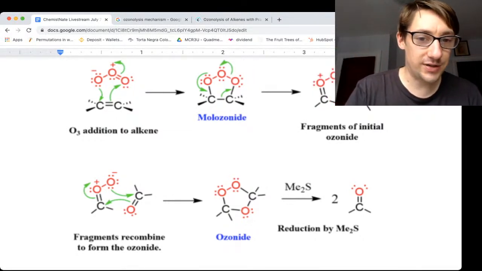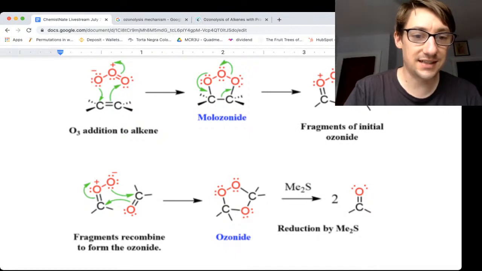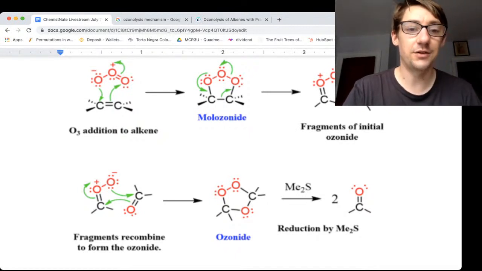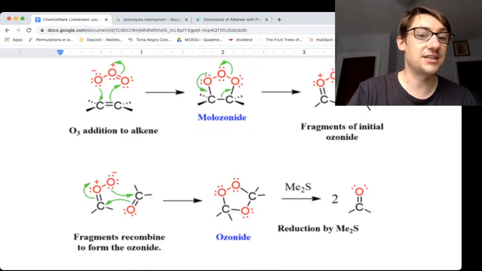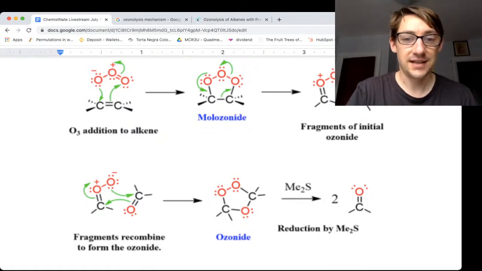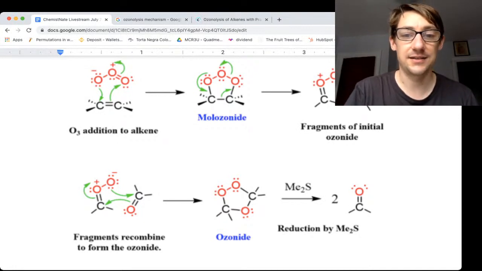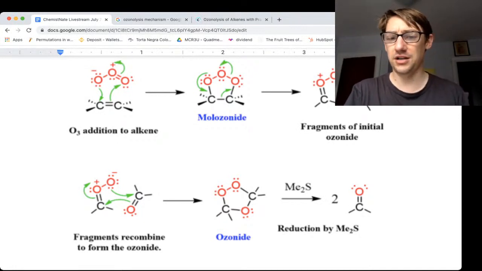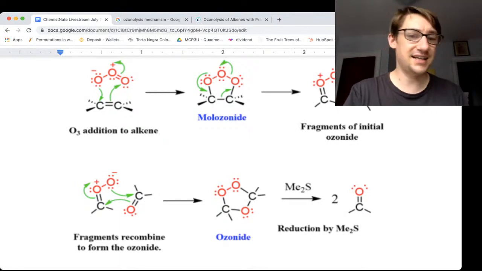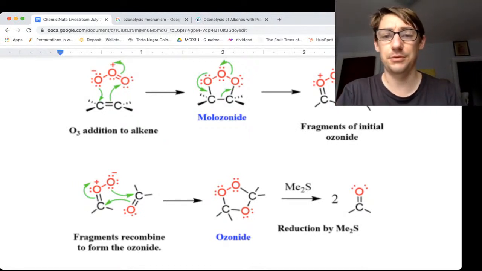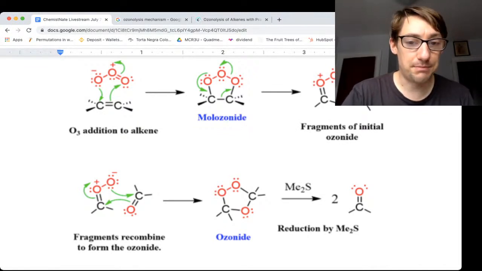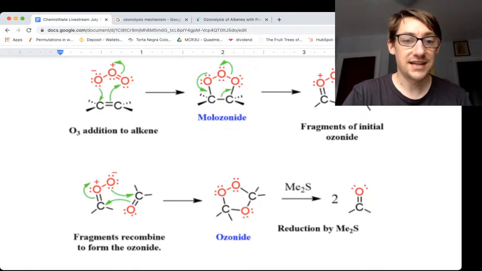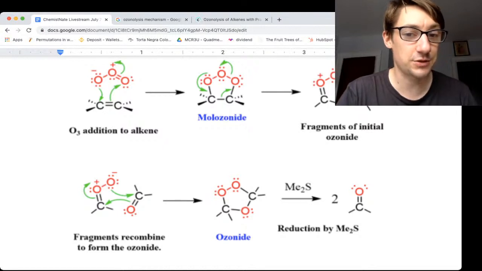These electrons are attracted to that O. These electrons are attracted to that carbon once those electrons begin attacking this oxygen. It's like a concerted reaction here. And you end up making this ring. I've never heard it called a molozonide. Never in my life, but that's not the point. And then the sigma bond between these two carbons can move basically in the same direction.